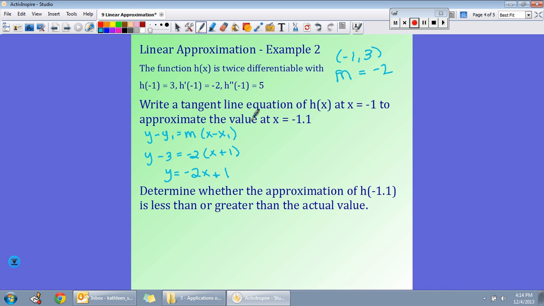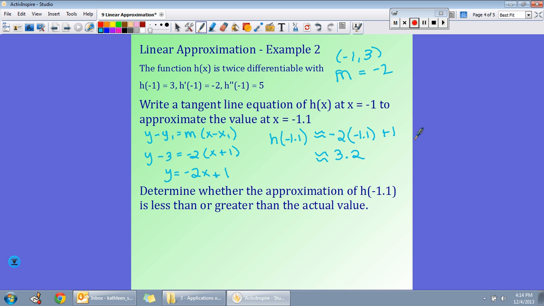When you approximate the value at x equals -1.1, we say that h of -1.1 is approximately, and then we plug it into here. -2 times -1.1 plus 1 is approximately 3.2.